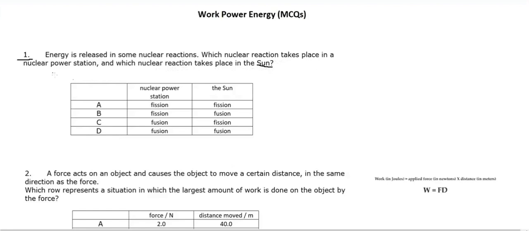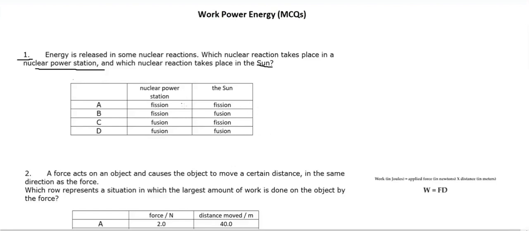So we know that nuclear reactions are of two types. The first is nuclear fission, and the second one is called nuclear fusion. Fusion is a kind of nuclear reaction where the lighter nuclei combine and form a heavier nucleus, and fission is the one where a heavier nucleus splits and forms lighter nuclei.